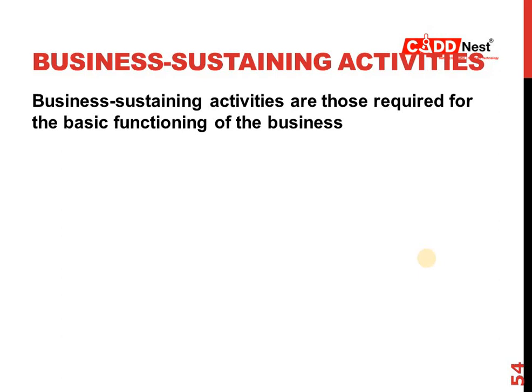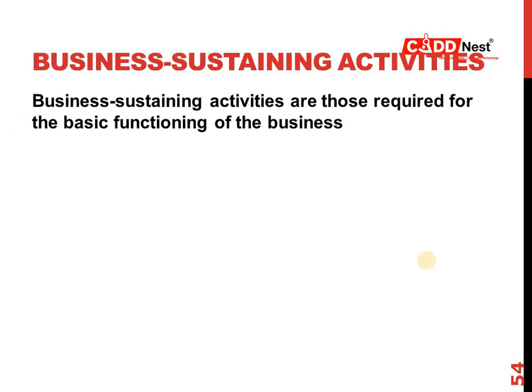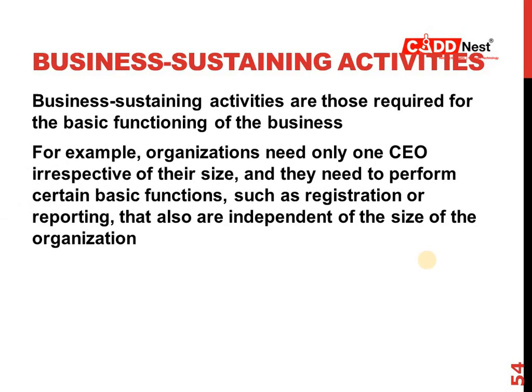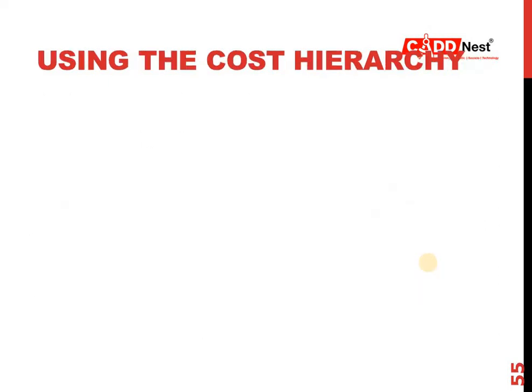So what are the activities then? Though we have seen the business sustaining expenses, we also have business sustaining activities. These are activities required for the basic functioning of the business. For example, an organization needs only one CEO irrespective of its size, and needs to perform certain basic functions such as registration or reporting, also independent of the size of the organization. So they need only one CEO. Their core activities are independent of the size of the organization or the volume and mix of products and customers. So these are the core activities of business sustaining.